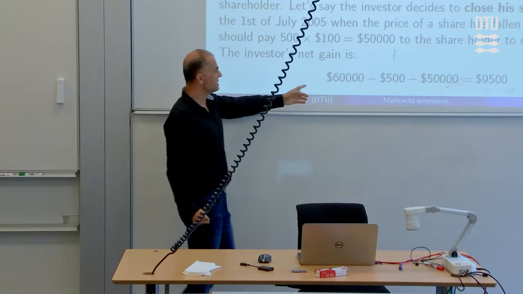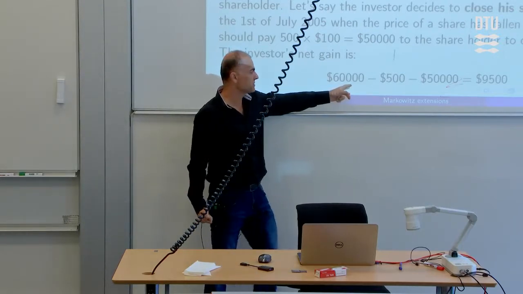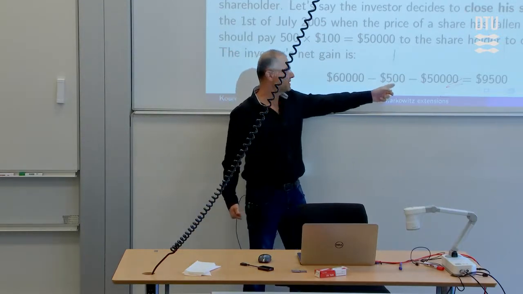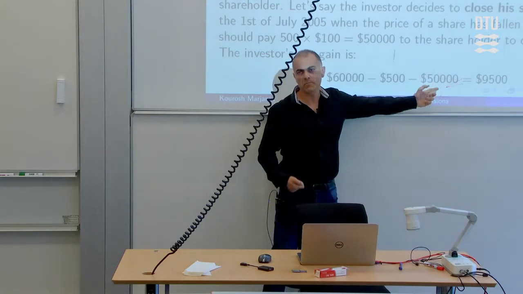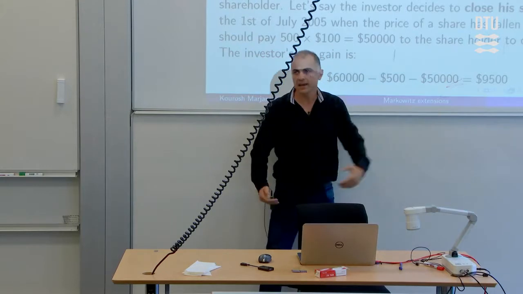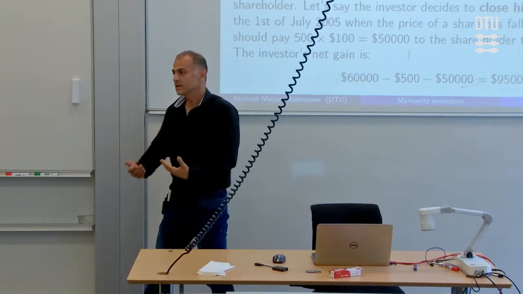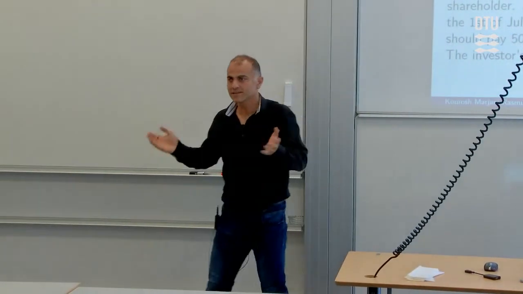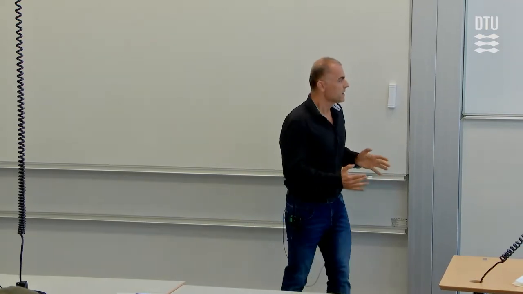So I received 60,000. I sold them for 60,000. I paid $500 in dividends. And then by the time I had to buy it back, the price had fallen. So I buy it back at the cheaper price, 50,000. And I gain $9,500, and that's the money I can put into my pocket and run, right? So that's the real profit that I got from this transaction. That's how shorting works in practice.